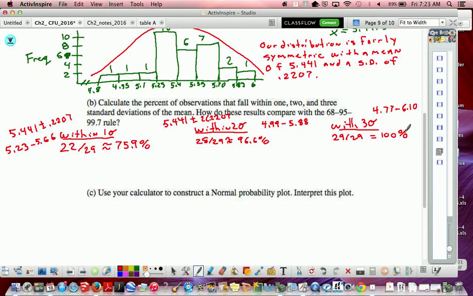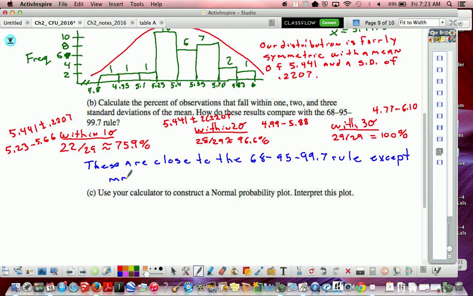Now, how close is this to the 68, 95, 99.7 rule? Well, it's not dead on, but for the most part, if I look at this, they're fairly close. So I'm just going to note these are close to the 68, 95, 99.7 rule, maybe except for the first standard deviation.